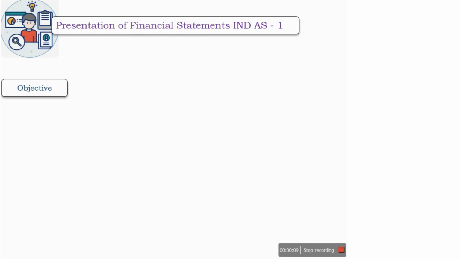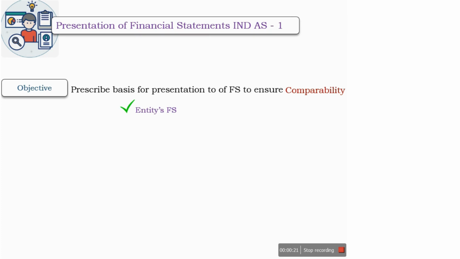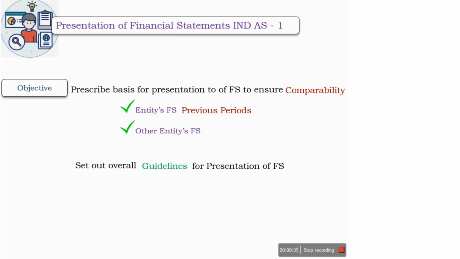Objective of IND AS 1 is to prescribe basis for presentation of financial statements to ensure comparability. Comparability between the financial statements of the same entity with the previous periods and comparability among the financial statements of different entities. Apart from it, it prescribes and sets out overall guidelines for presentation of financial statements. Guidelines in respect of the structure of financial statements.